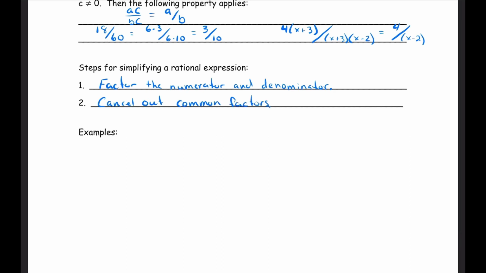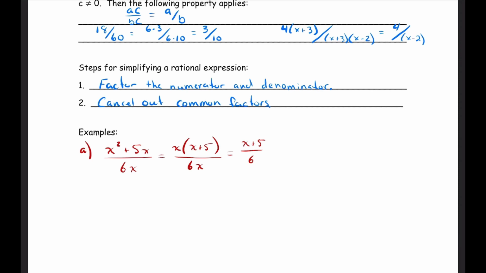So let's do a couple of examples here. Start off real simple. So example A, let's take x squared plus 5x divided by 6x. Obviously, we can do the GCF here, factor out an x, and that's going to give us x plus 5. So x times x plus 5 over 6x. The x's cancel out, and that's just going to leave us with x plus 5 over 6.